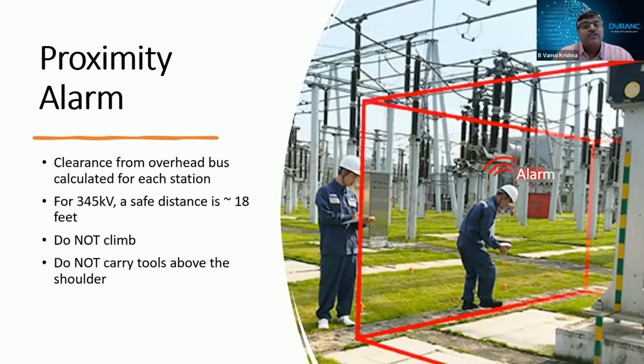And some of the standard operating procedures, such as not climbing on top or not carrying the tools above the shoulder, etc. These can be looked at or analyzed through the video analytics, and then appropriate alarms can be triggered. For example, when a proximity event is triggered, if somebody is going beyond, let's say, for a 340 kV substation, the safe distance is considered as 18 feet. If somebody goes less than that 18 feet, then you can get a hooter sounded automatically at the location through a relay integration. That's also possible.